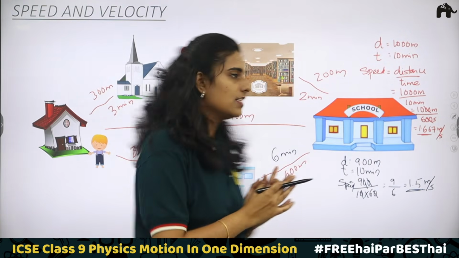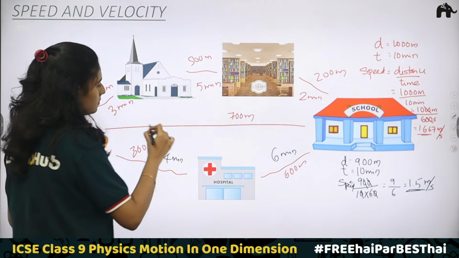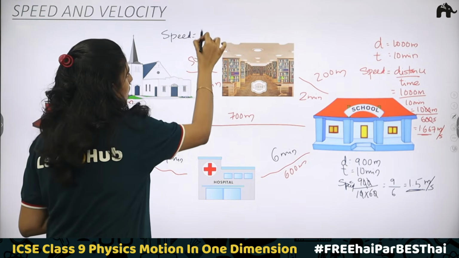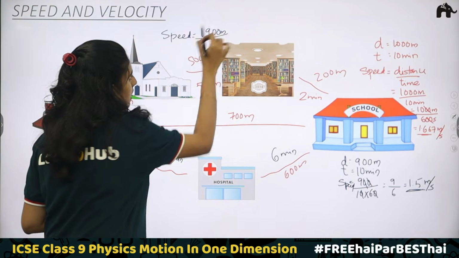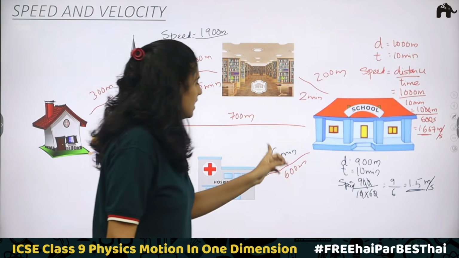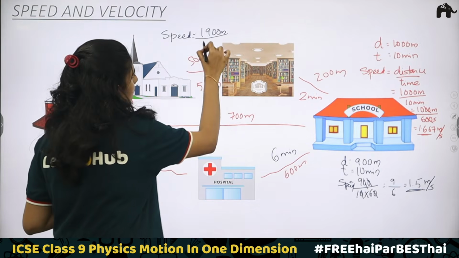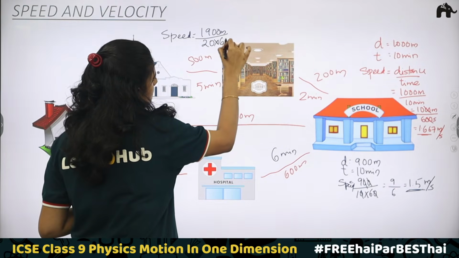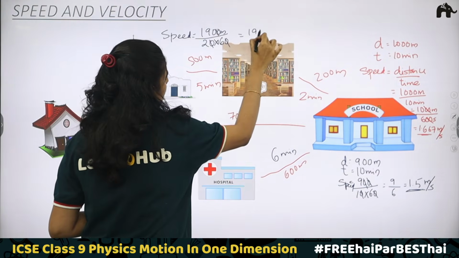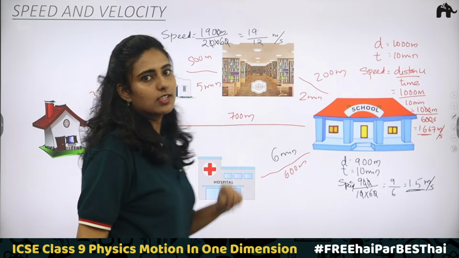In that case, what is the total distance travelled? We know speed is distance by time, total distance travelled will be 1900 meters. Total time taken, here 3 plus 5, 8, 8 plus 2, 10, 10 plus 6 is equal to 16, 16 plus 4, 20. Okay, 20 into 60, converting to seconds. So when you calculate this, you will be getting 19 divided by 12 meter per second. So you can calculate and find what the speed is.